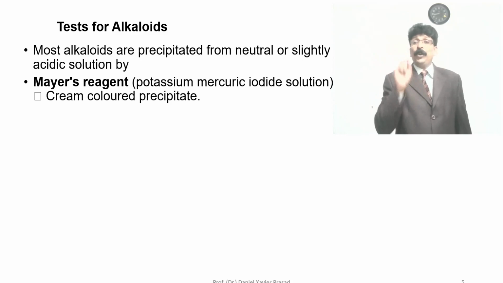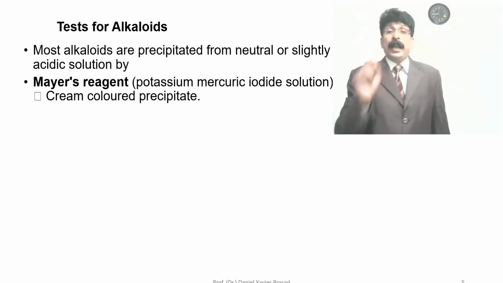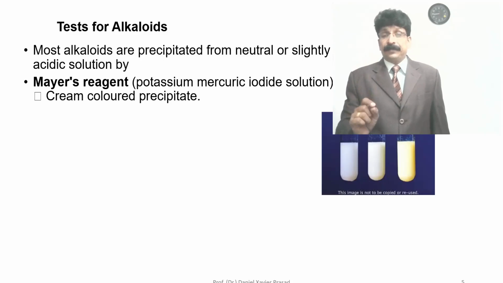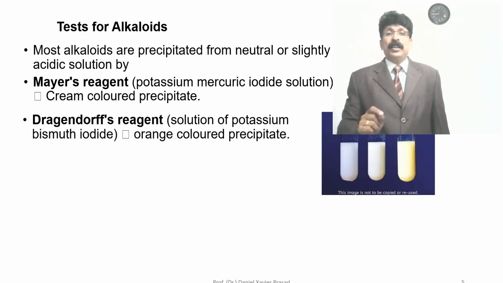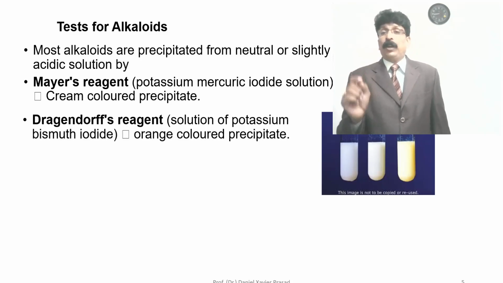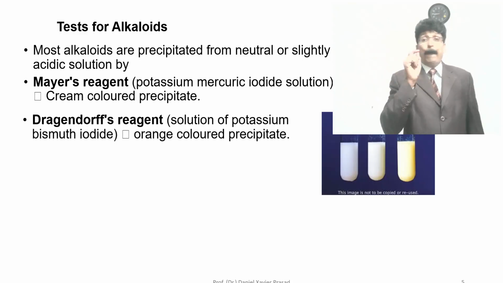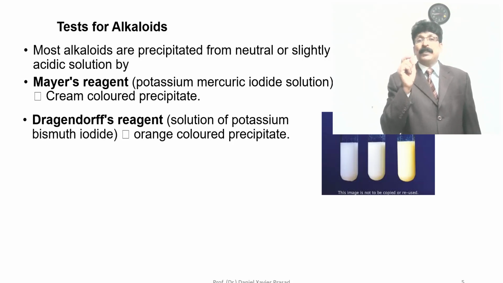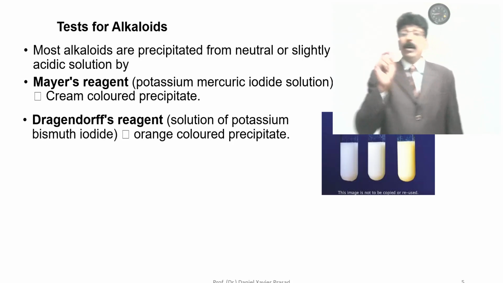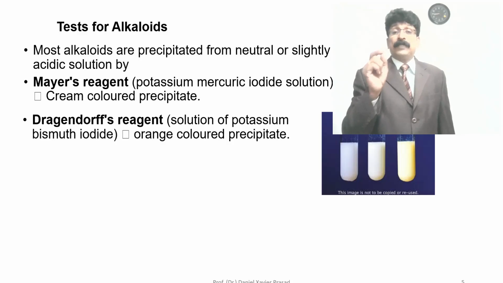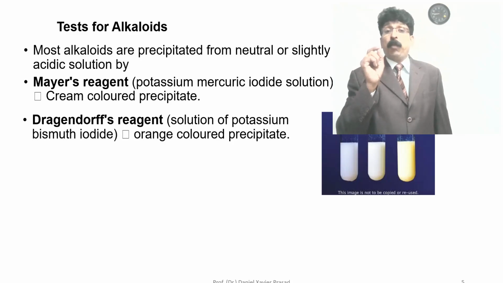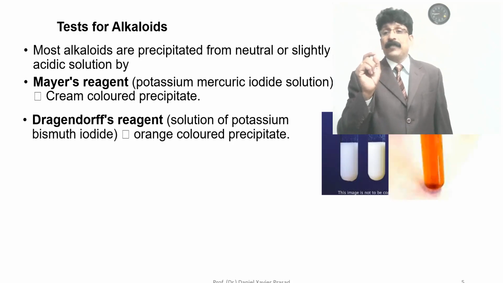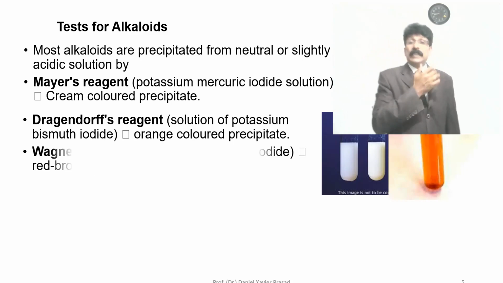When you add it to an alkaloid, they show creamy colored precipitates like this. Sometimes white or sometimes yellowish. Dragendorff's reagent is a very important reagent which gives an orange color precipitate. What is the Dragendorff's reagent? It means a solution of potassium bismuth iodide, so you can get an orange color precipitate.